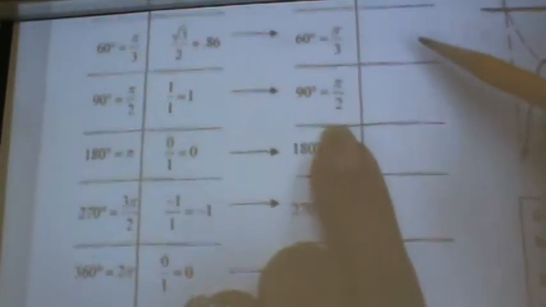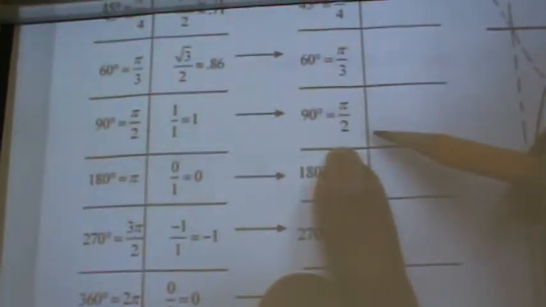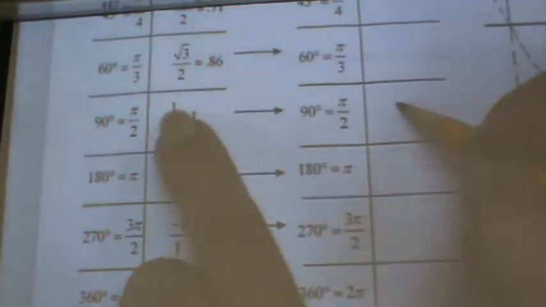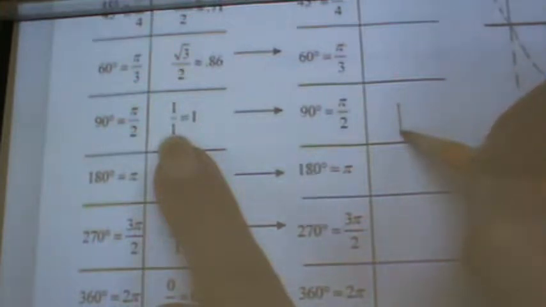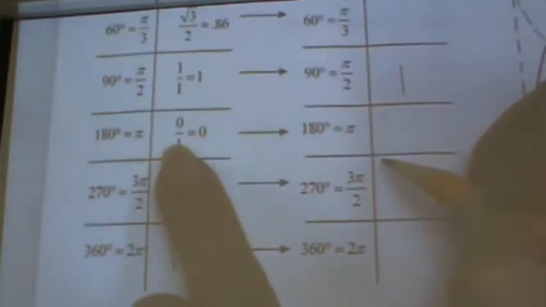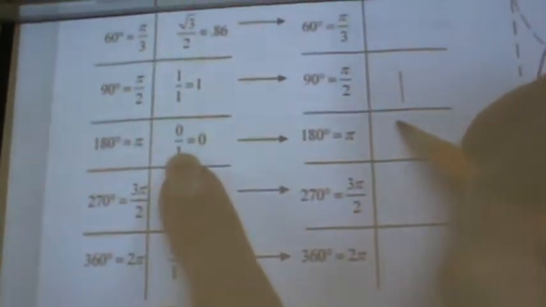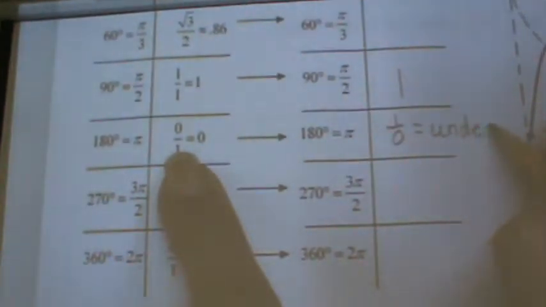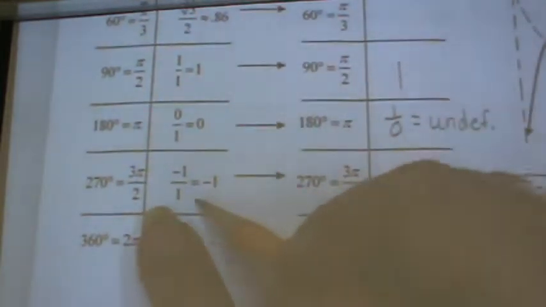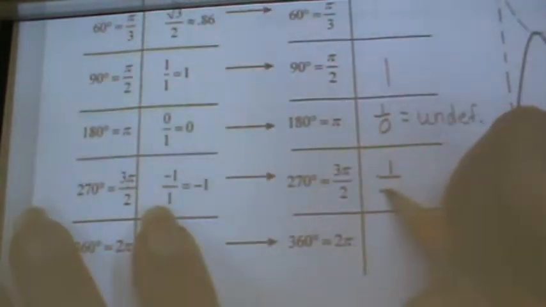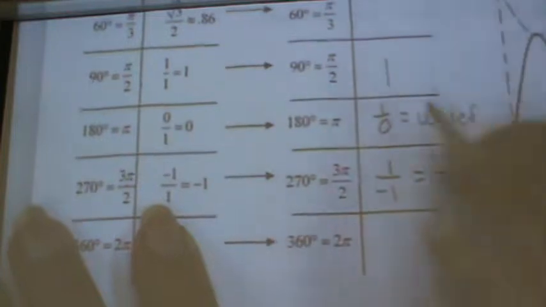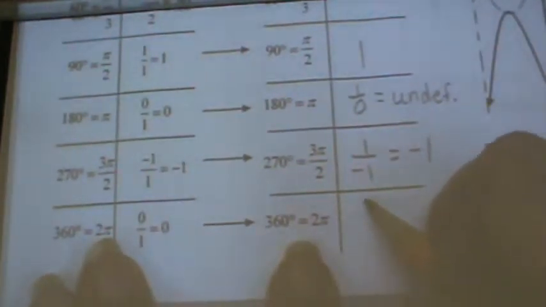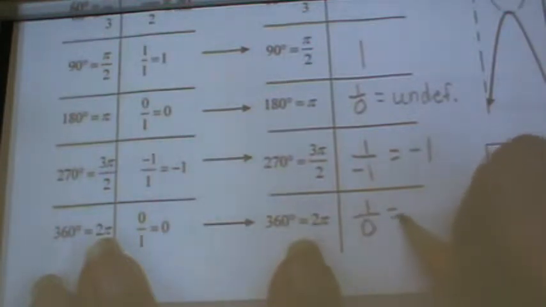Let's do the basics. Let's do 0, let's do 90. If you flip this, what would you get? What's 1 over 1 if you flipped it? How about pi? If you flipped 0 over 1 and made it 1 over 0, what would you get? Undefined. If you flip this one, you get 1 over -1, which is -1. How about this one? Undefined.